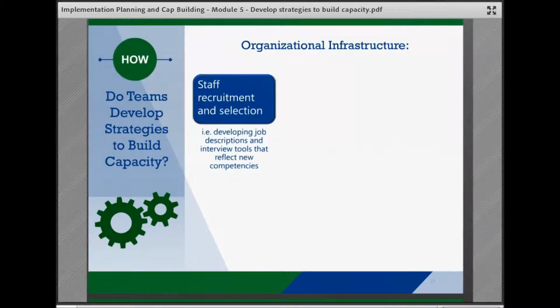These may include staff recruitment and selection, like developing job descriptions and interview tools that reflect needed competencies for the new intervention.